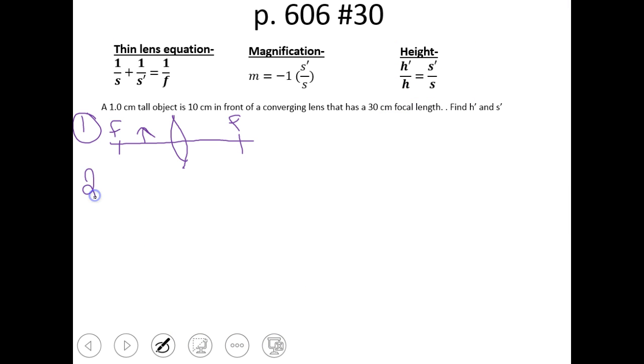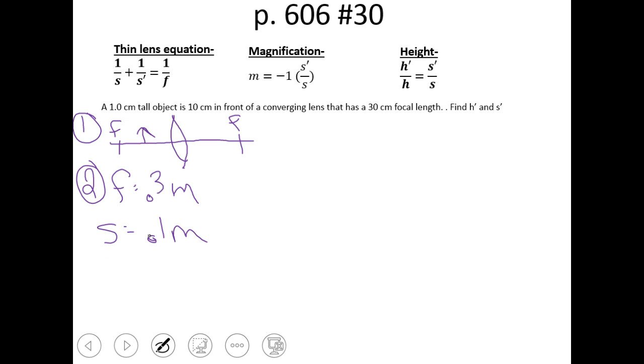So step 2, I'm going to write out what I know. The focal length of this is 0.3 meters. That is a decimal, right? The s distance out of my object is 0.1 meters. Oh, put that decimal place back there.